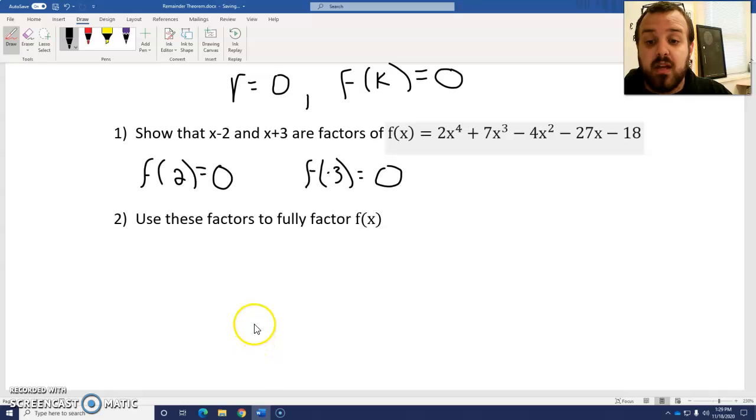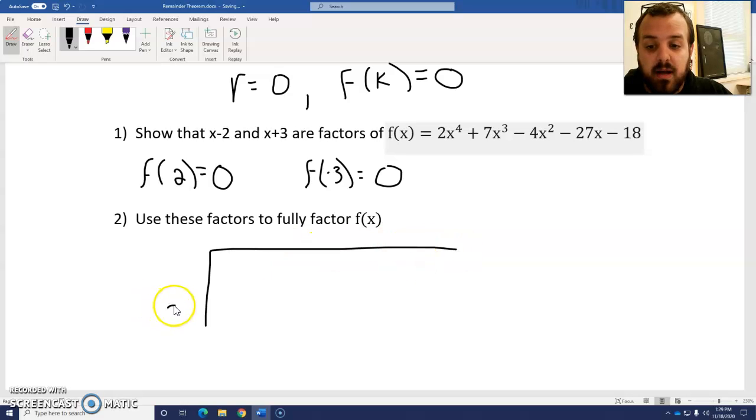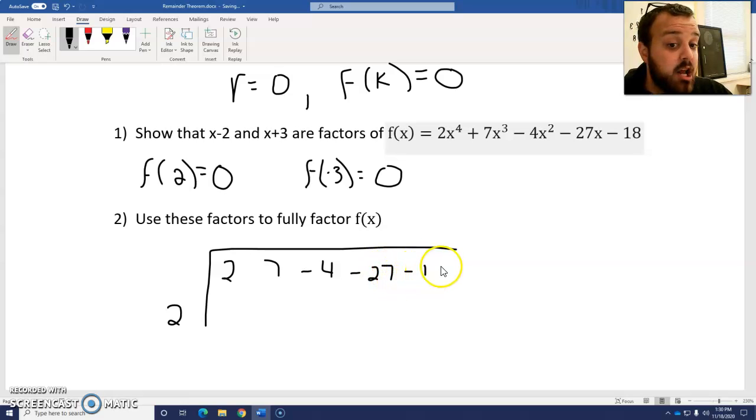So what I'm going to do is I'm going to do synthetic division first off with the x minus 2. So I'm going to draw my little bar, put my 2 over here. I have 2, 7, negative 4, negative 27, and negative 18. And again, I kind of know that my remainder should be 0, right? So if I do this and I don't get a remainder of 0, something obviously went wrong, okay?